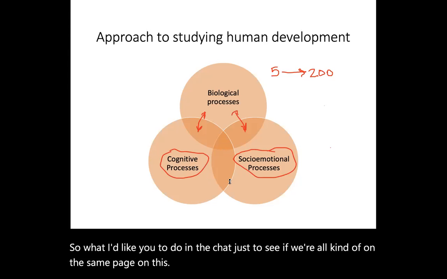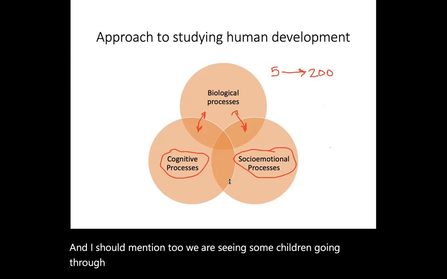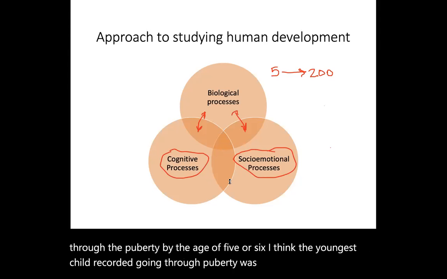I should mention too, we are seeing some children going through puberty by the age of 5 or 6. I think the youngest child recorded going through puberty was actually 4.